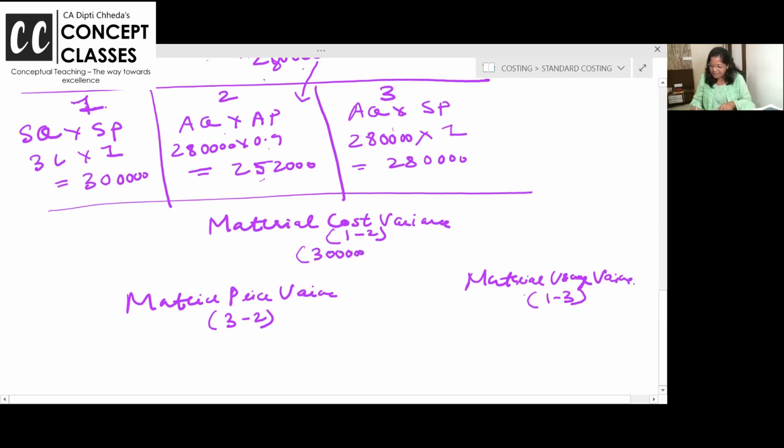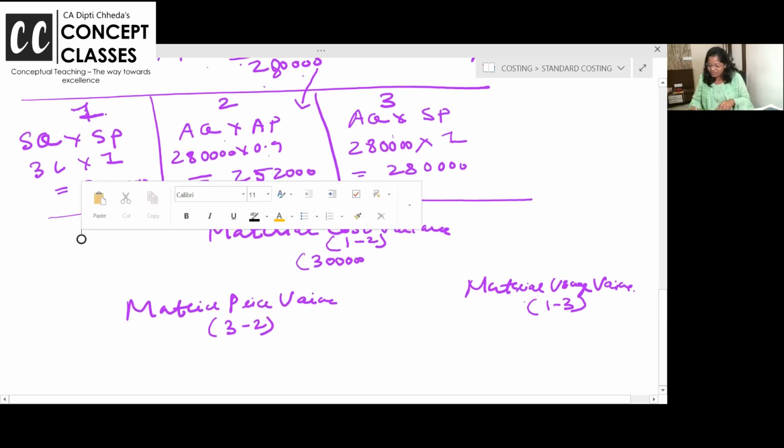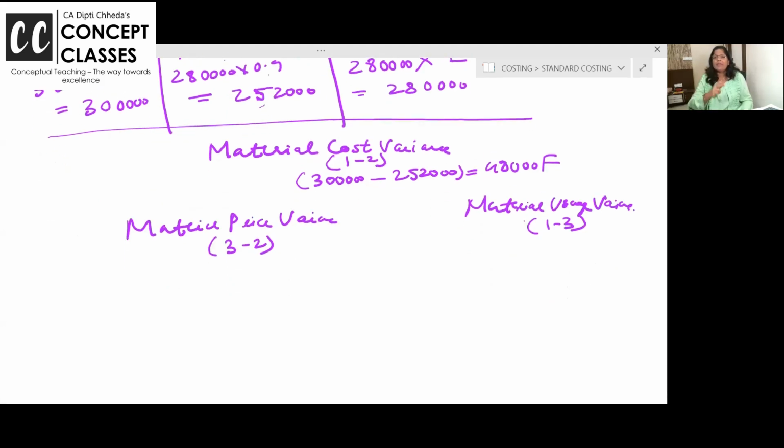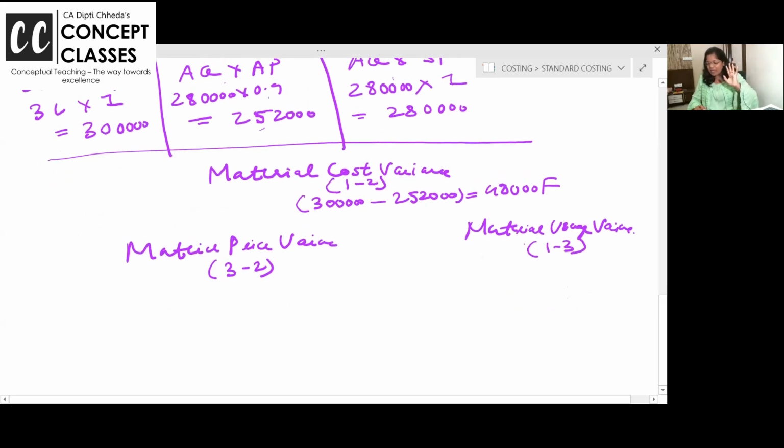Standard cost is 3 lakh. Actual cost is 2 lakh 52,000. So 48,000 favorable. Ma'am, how do we come to know it's favorable? Positive answers are favorable in cost. Standard you prepared that material worth 3 lakh will be needed. Good. Actual is only 252. Quantity is less, rate is also less. So there was a gain of 48,000. Yes.